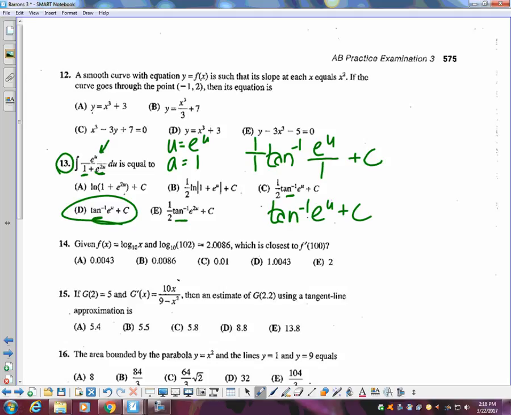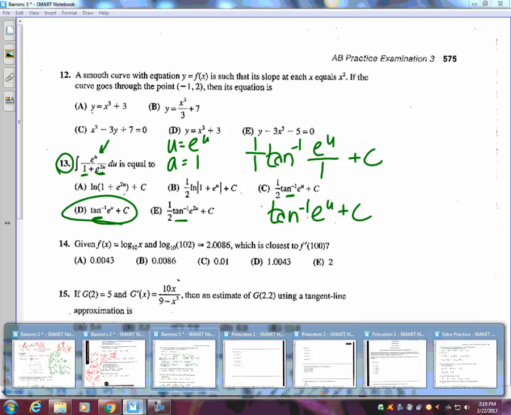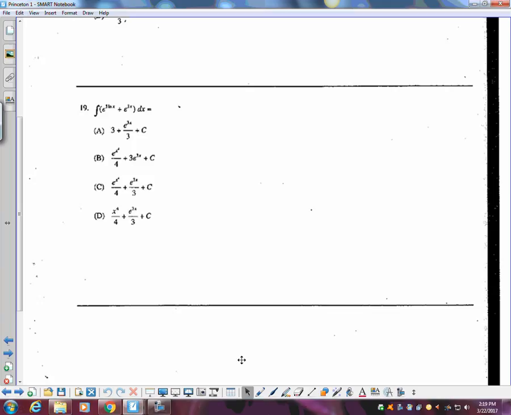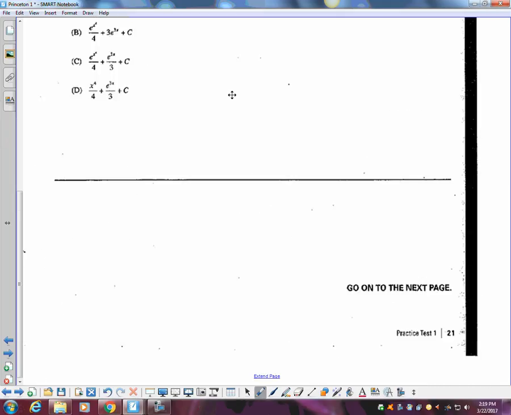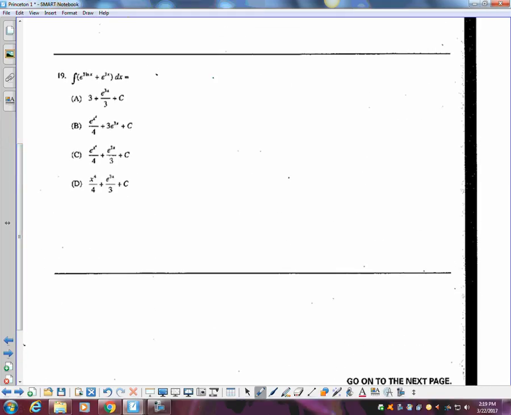Okay, we're going to Princeton 1, 19. Cannot read that. All right, let's see. Integral, of course. Let's try that again. Integral of e to the 3 ln x plus e to the 3x.